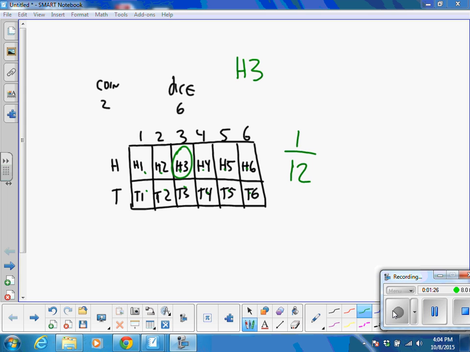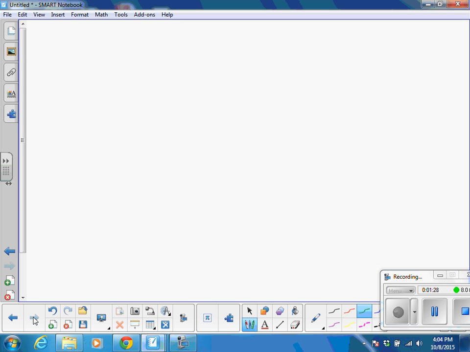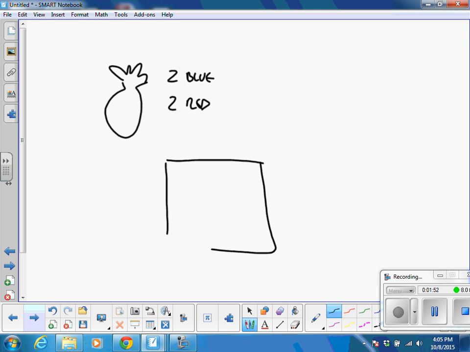Now there might be some particular situations that happen where we do without replacement, and we've been talking about that lately. So let's say I have a bag, and in that bag I have some marbles. So let's say I have 2 blue marbles and I have 2 red marbles, and I'm going to draw them at random. I'm going to draw them twice. So my area model is considering not red and blue, but it's going to be my first pick and then my second pick.